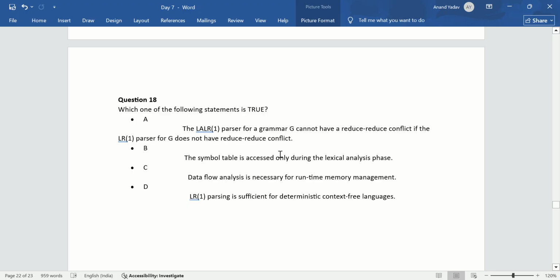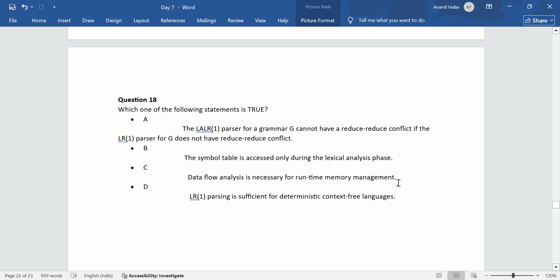This is false, because if the LR parser of grammar G does not have an RR conflict, the LALR parser may still have one. This is false. If LR(1) has no RR conflict, then LALR may have an RR conflict. The symbol table is accessed only during the lexical analysis phase. No, the symbol table is accessed in all the phases of the compiler.